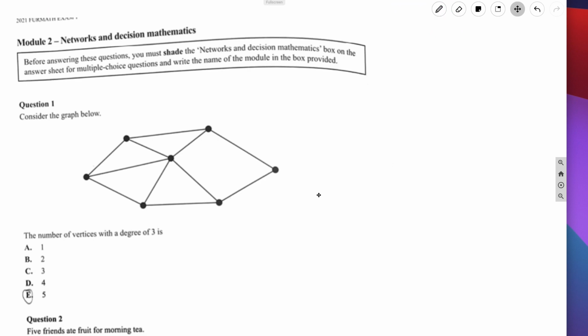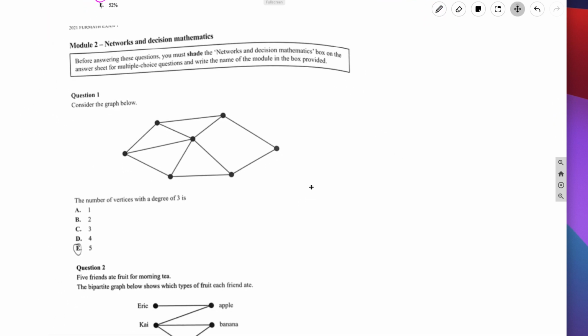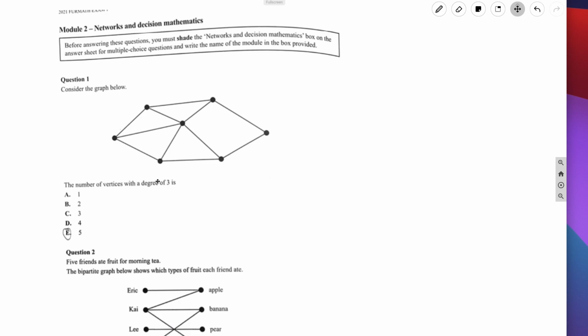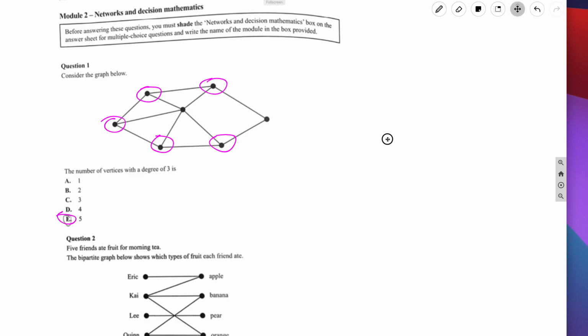And then the networks and decision maths. I hate this topic. So consider the graph below. There's some easy ones in there though. So the number of vertices with a degree of 3, counting the number of lines coming out, so the number of edges. That one's got 3, that one's got 3, that one's got 3, that one's got 3, and that one's got 3. The others have 2 and 5, it looks like. So therefore, there are 5 different ones with a degree of 3.